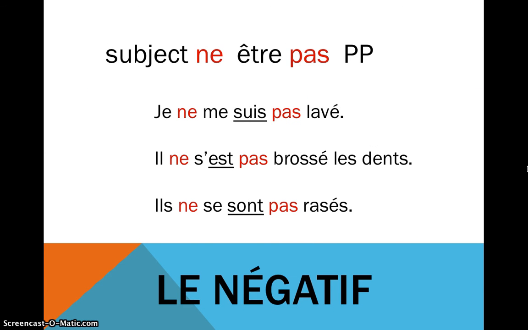If it's negative, we follow a very similar rule. We have the subject, the ne. The reflexive pronoun still goes right before être, and then the pas, and then the past participle. So we have je ne me suis pas lavé, il ne s'est pas brossé les dents, ils ne se sont pas rasés. Okay?